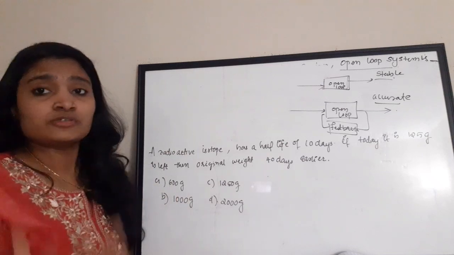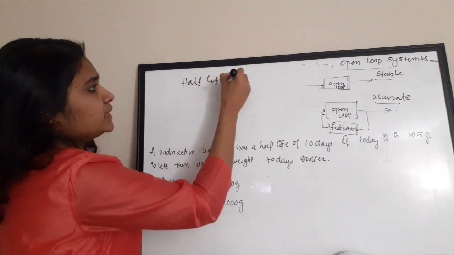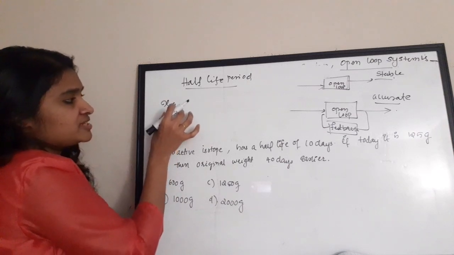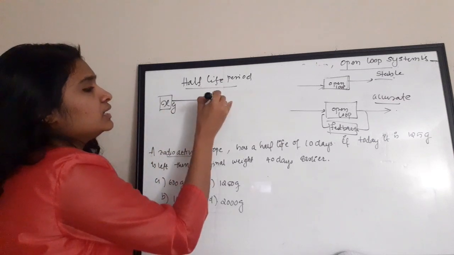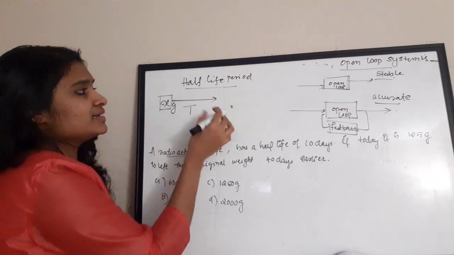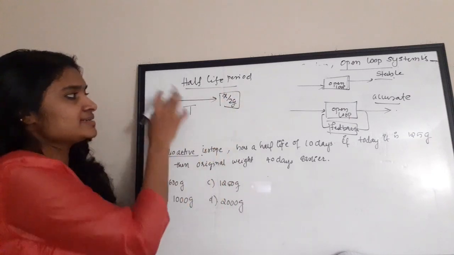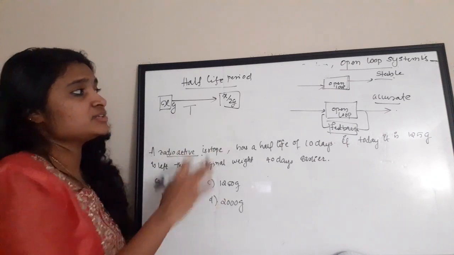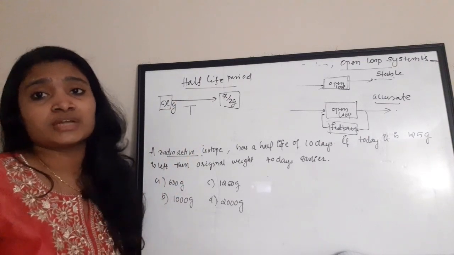If you are not aware of the concept, please do have a closer look. Half-life period means, say, consider X grams of the radioactive isotope is present, then within a particular period, let it be T, it is going to disintegrate to half of its value, that is X by 2 grams. It has disintegrated by emitting radioactive radiations to half the value. The time taken is called T, and this time T is called the half-life period.